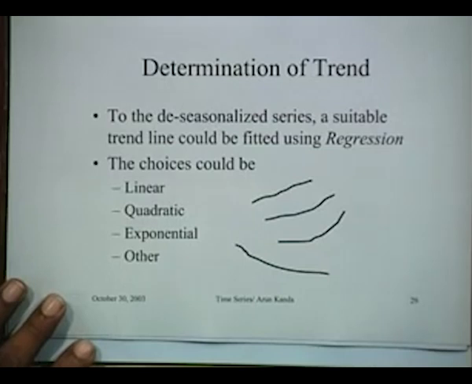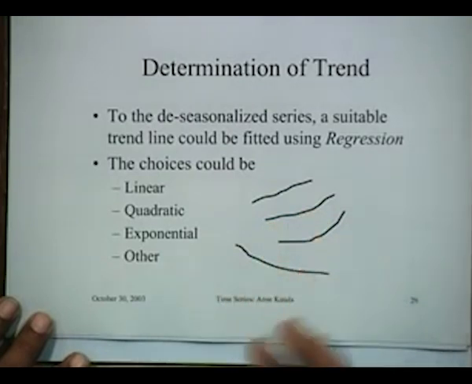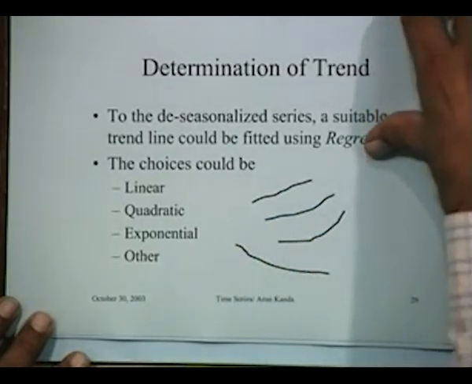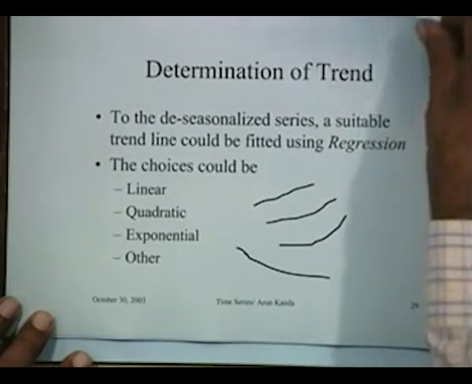So once you have a de-seasonalized series, which is like the average, how it is behaving, you try to find out what would be the best function that would fit this. This can be determined by regression or it can be determined by inspection, depending upon what is the degree of accuracy you want, and that function will be the trend line, TT, that we are talking about.